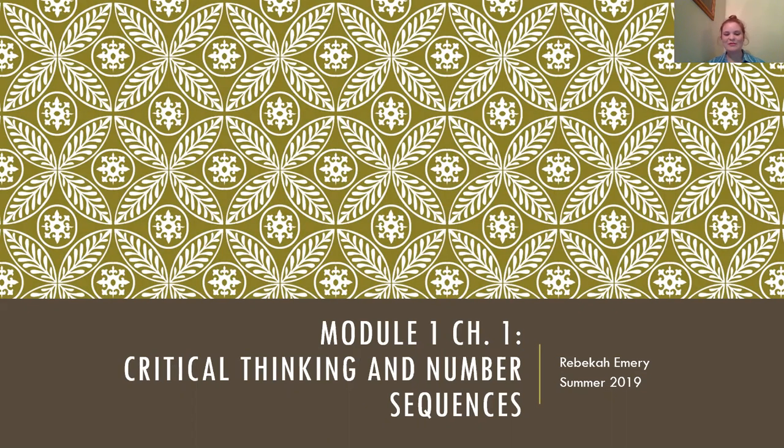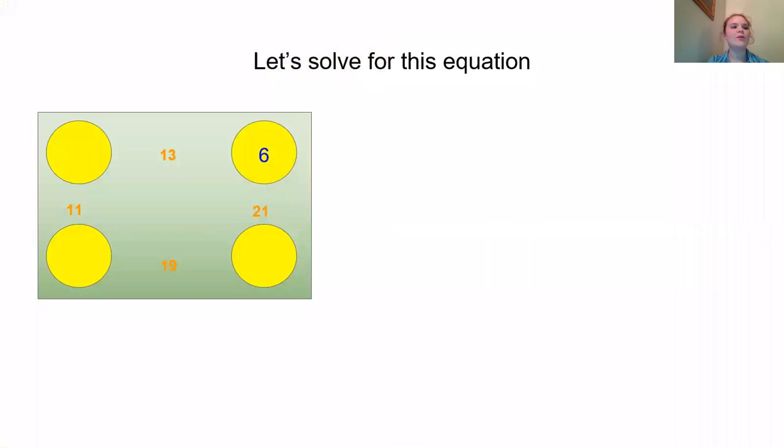For the first section, we'll be doing module 1. What can we do to solve this number puzzle? Our first equation is composed of a diagram which gives us 4 orange numbers with 4 yellow circles. The top right circle has a 6. The orange numbers are the sums of the yellow circles on either side. For instance, we need to find the number that can be added to 6 for a sum of 13.